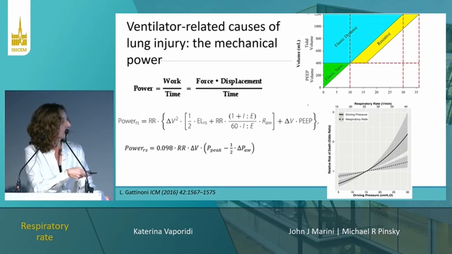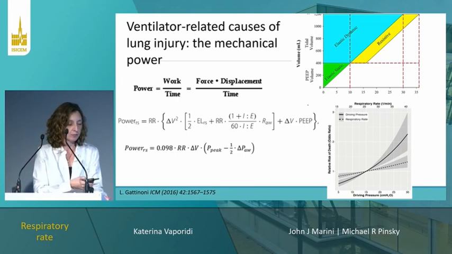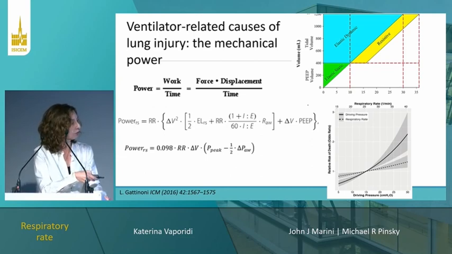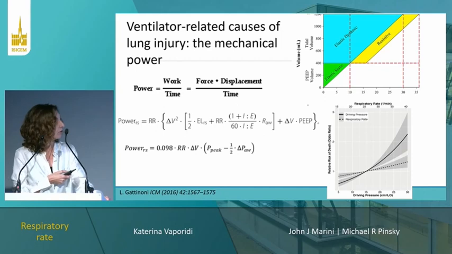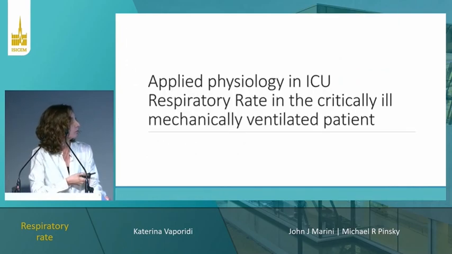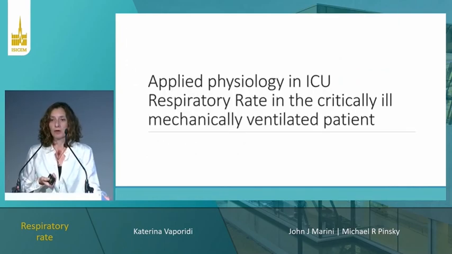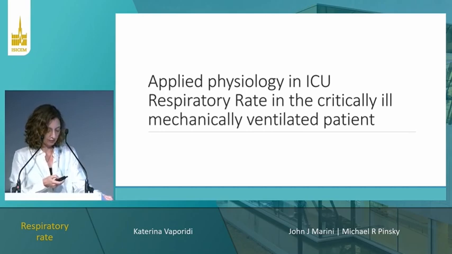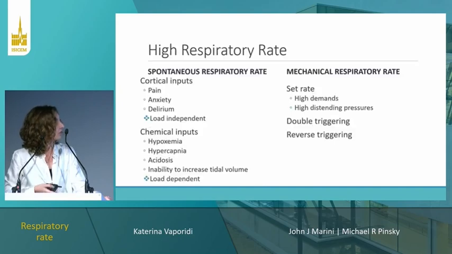And indeed, studies analyzing data from the ARDS studies have shown that an increase in driving pressure increases mortality, and increases in rate also increase mortality. The effect of rate is about 4 times smaller than that of driving pressure. And because we all love applied physiology in the ICU, let's see how the implications of respiratory rate are translated in our critically ill patients.